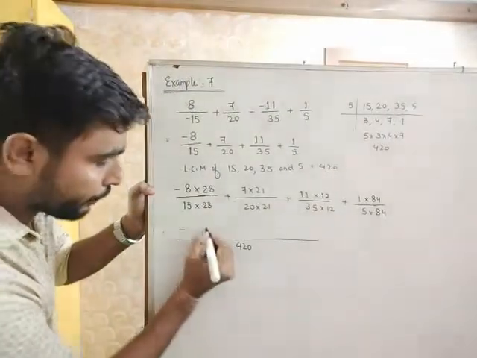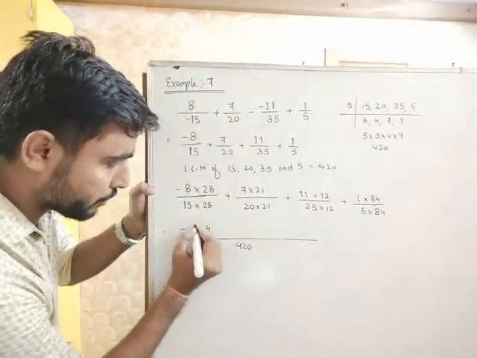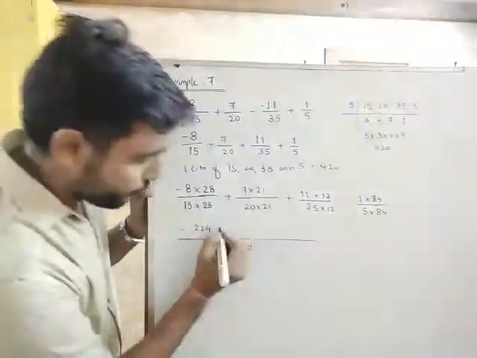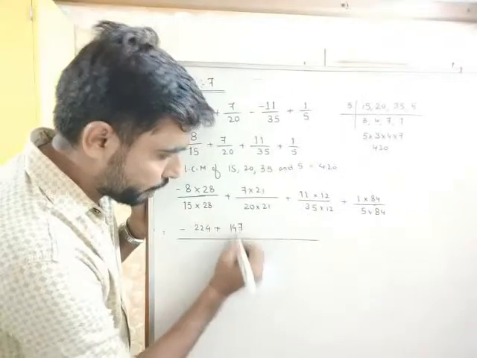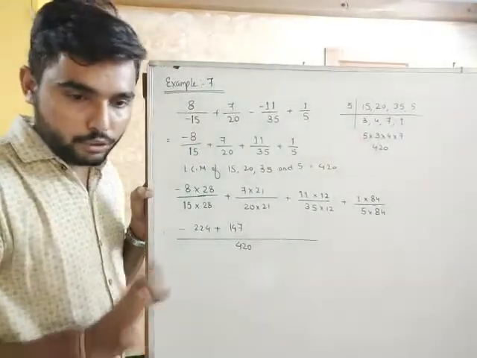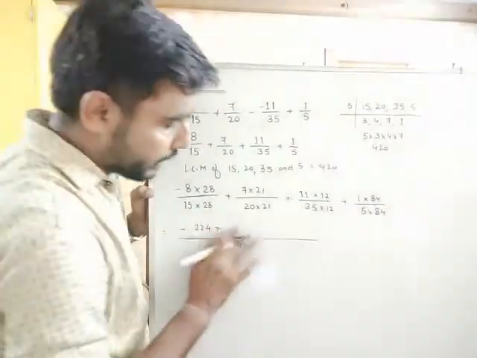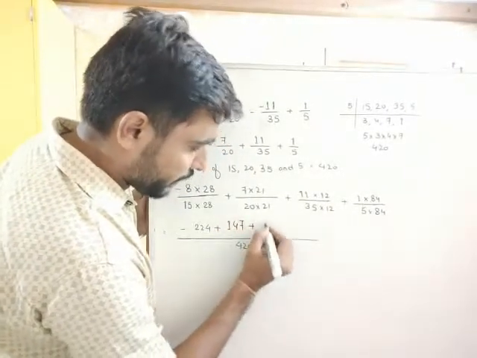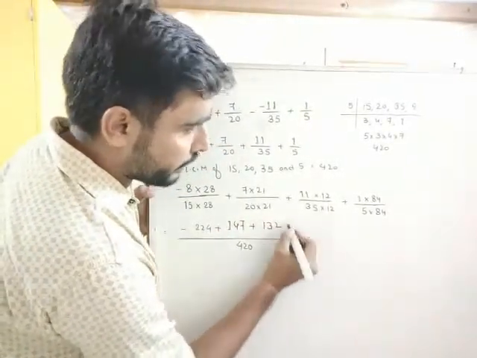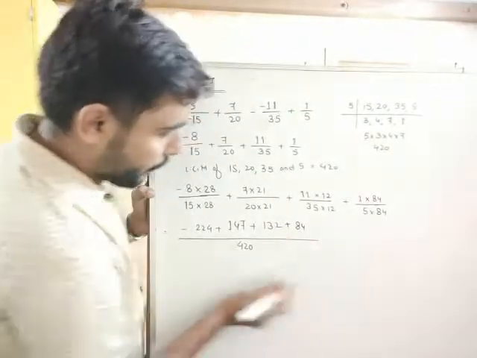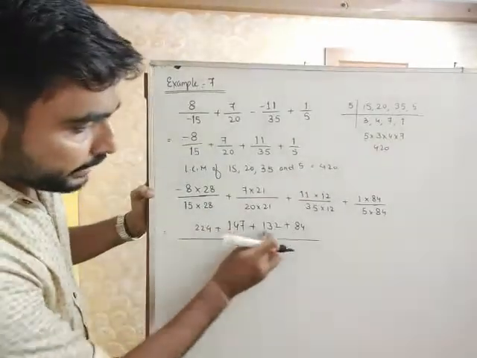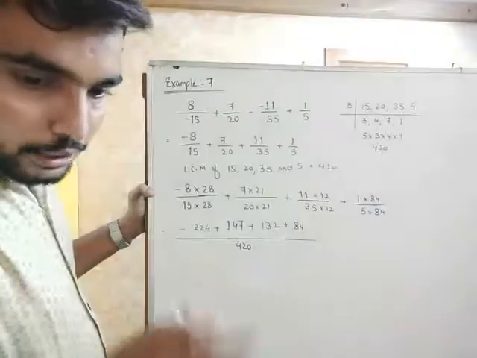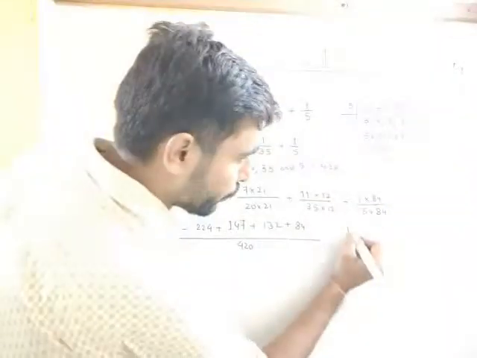Now 8 into 8 is 64, carry 6, 16 and 2, 6, 22. So minus 222. 7 into 1 is 7 and 7 into 2 is 14, so 147. 11 into 12 is 132 and 1 into 84 is 84. Now you can see there are positive numbers, so they will be added. Numbers with the same sign should be added or not? So what you will do?